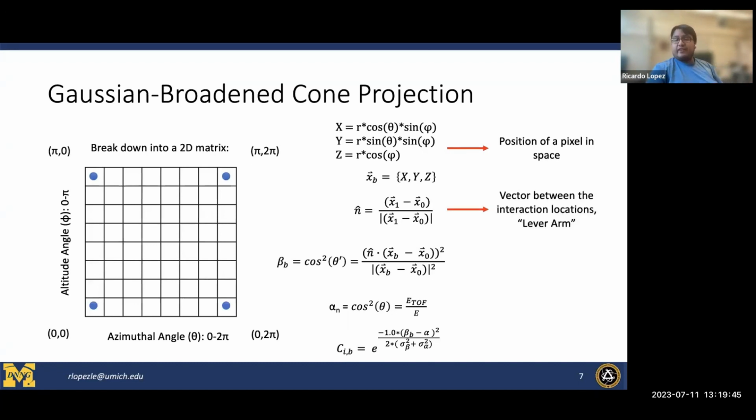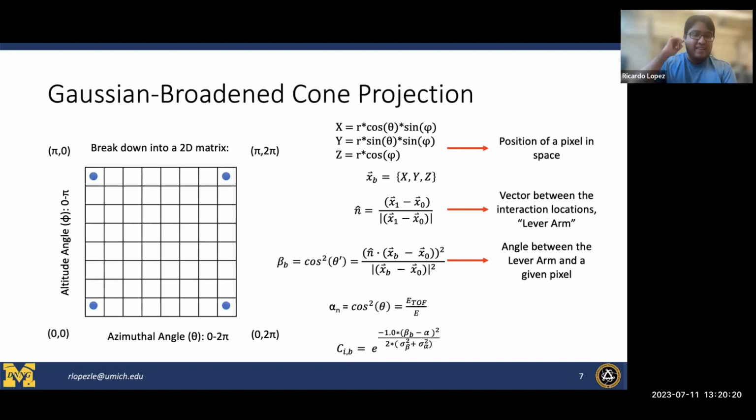And the vector between the two interaction locations that I mentioned before, we'll refer to that as the lever arm. That will give you a frame of reference with respect to your scattering angle or your angle of incidence, since an angle by itself doesn't tell you much unless you have two vectors in between them so that you have some kind of frame of reference. And now the angle between that lever arm and any given pixel on the sphere we'll call beta.